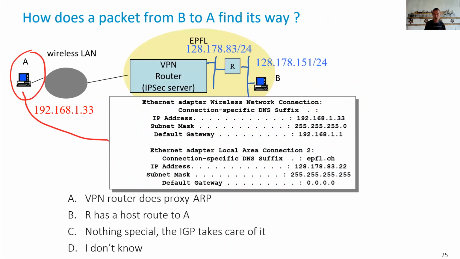I will conclude this first half of the lecture with this question. Assume we use here, when we connect to the EPFL VPN, I am at A, I obtain this address here. If I do an ifconfig on my machine, I will see that I have obtained the address 83.22. But my real address, of course, at home is a private address of my home network here. Now, when B has a packet to send to A, how does the packet from B to A find its way?